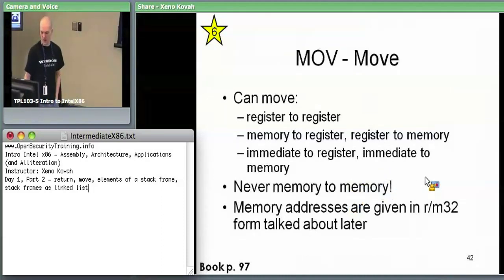And I'm going to make reference to it, and later on I'll say that there's a form that I'm going to call in this class an RM32 form, and that's how you specify a memory address. But that's just saying each of these places where I say you can do memory to register, that memory will be specified as an RM32 address form, and I'll talk about it later.